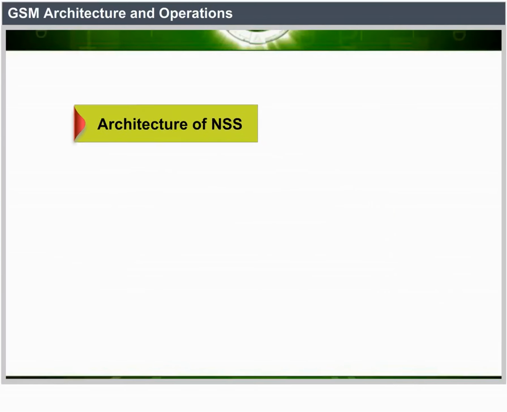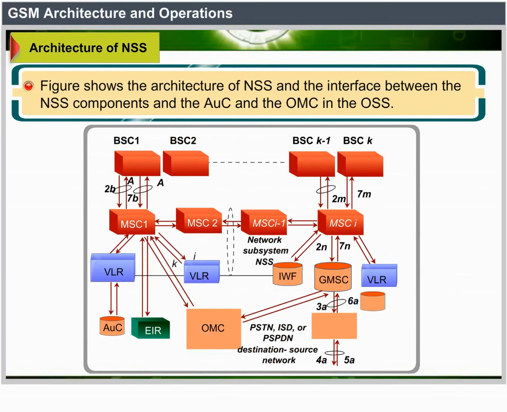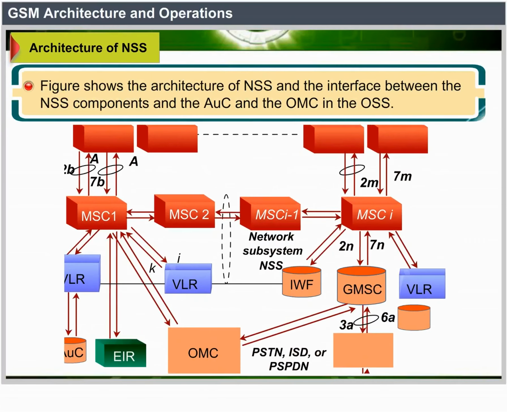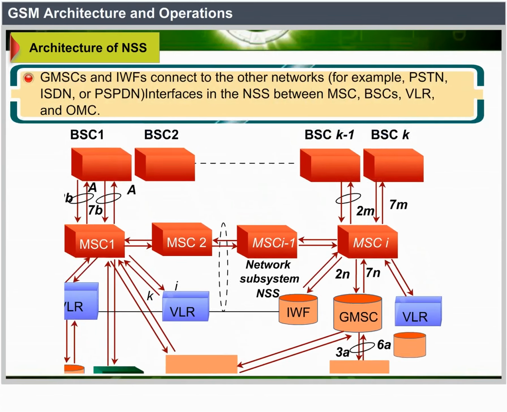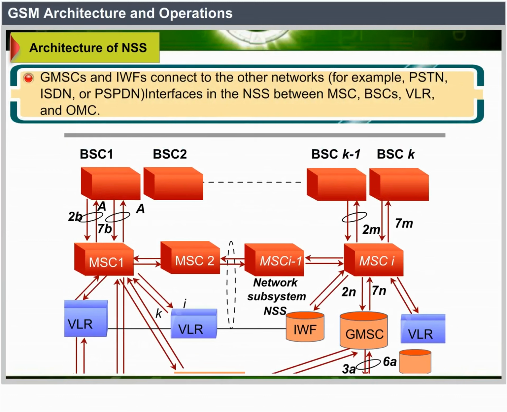Architecture of NSS. The figure shows the architecture of NSS and the interface between the NSS components and the AUC and the OMC in the OSS. It consists of Mobile Services Switching Centers, MSC, Home and Visitor Location Registers, Gateway MSCs, GMSC, and Interworking Functions, IWFs, with the Mobile Switching Centers. GMSCs and IWFs connect to the other networks, for example PSTN, ISDN or PSPDN. Interfaces in the NSS between MSC, BSCs, VLR and OMC.